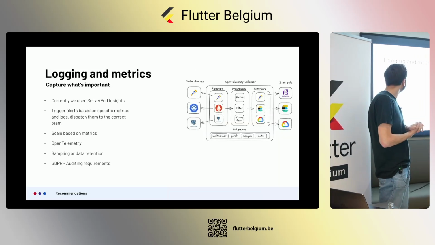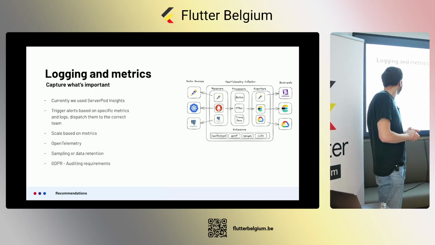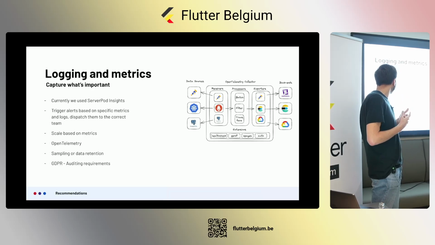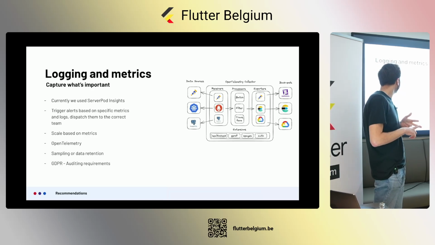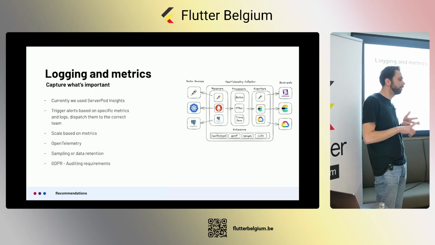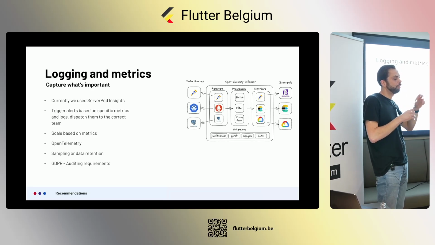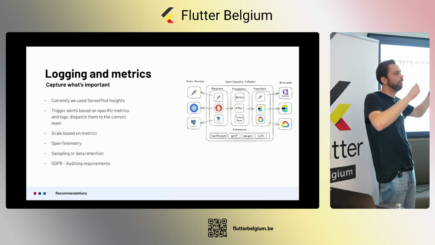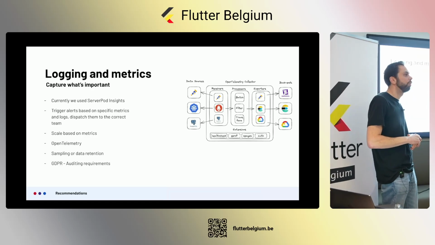Then logging and metrics, of course. So now for the full stack, the Serverpod story, we used Serverpod Insights, but we're looking in the future to change this. Why? Typically, we want to trigger alerts on specific metrics and logs and dispatch this to the correct team. You want alerting to be proactive and sent to your developers, not when somebody says there is a problem and then you start looking at the logs, but the alerting already knows that there's stuff going wrong.